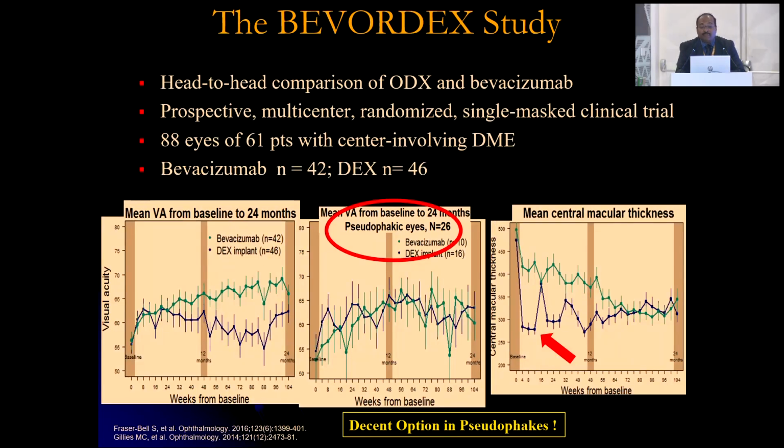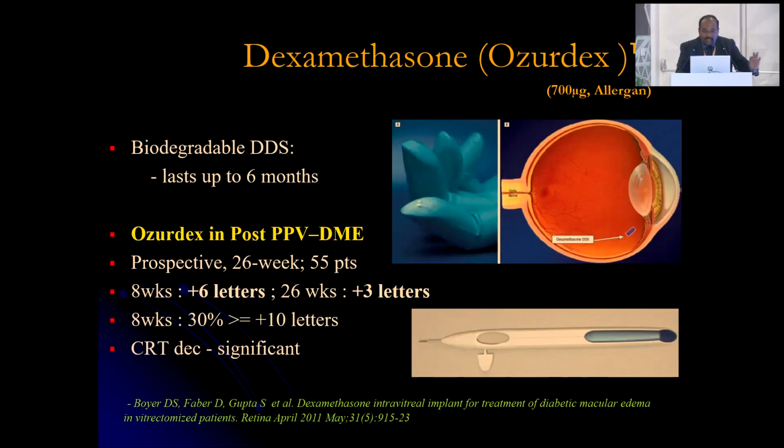Now, a head-to-head between an anti-VEGF and steroid. So this BEVORDEX study looked at bevacizumab versus Ozurdex. Of course, overall, bevacizumab did better, as you can see on the left panel. But then, when you take cataracts out of the equation, in the pseudophakic population, you see they're almost the same. On the right panel, you see that Ozurdex gets a more swift response in reducing macular thickness. So it is a decent option in pseudophakics. The USP of Ozurdex is in post-vitrectomy DME. So very often when we are post-vitrectomy, we find DME there.